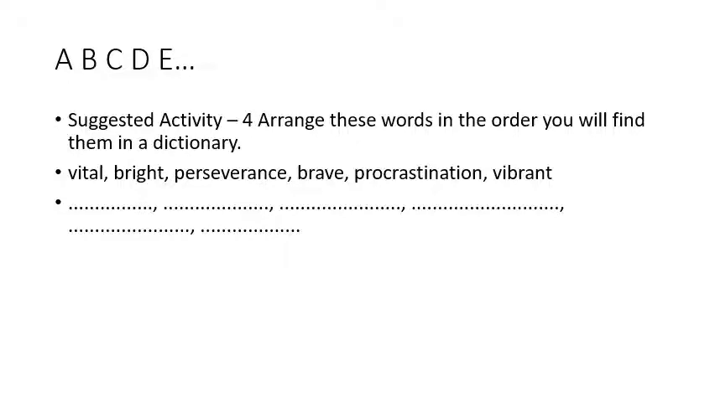Next one is suggested activity 4. Arrange these words in the order you will find them in a dictionary. You can do this by yourself. Words in a dictionary are in alphabetical order. So which will be the first word? It will be the word starting with B. Brave is the first word. Bright is the second word. Perseverance is the third word. Procrastination is the fourth word. Vibrant next word. Vital next word. Just write the words in alphabetical order.